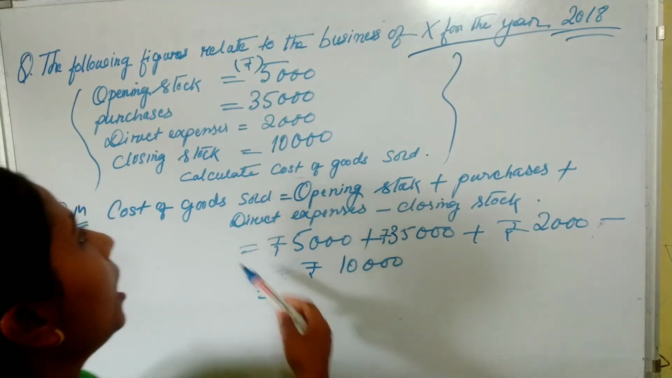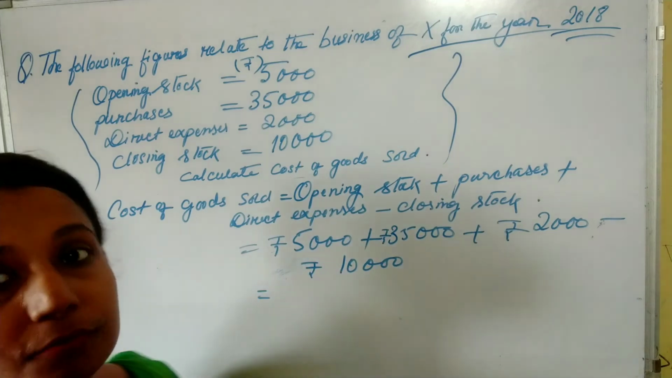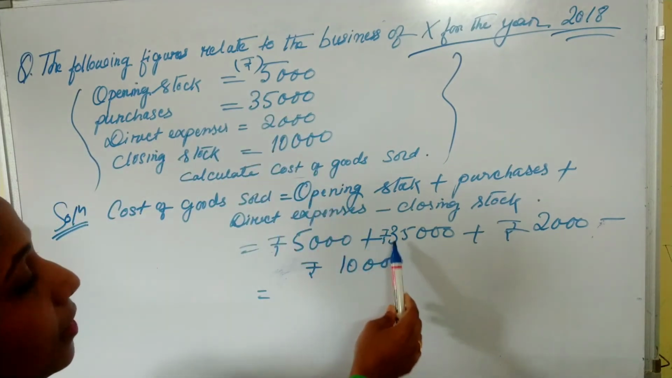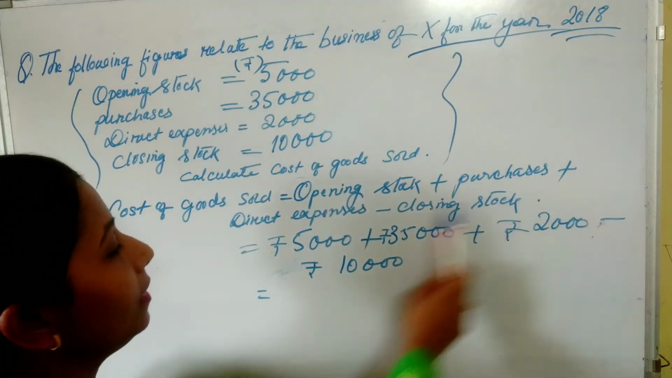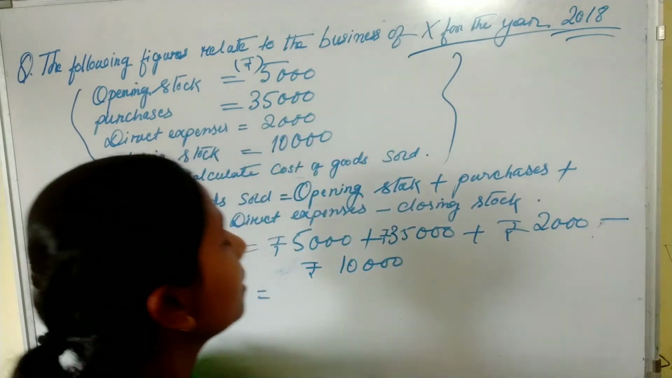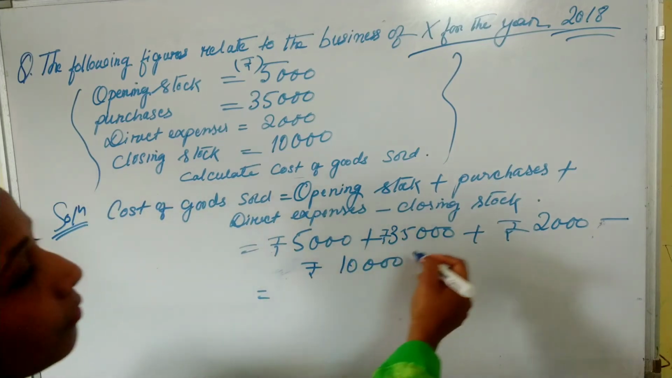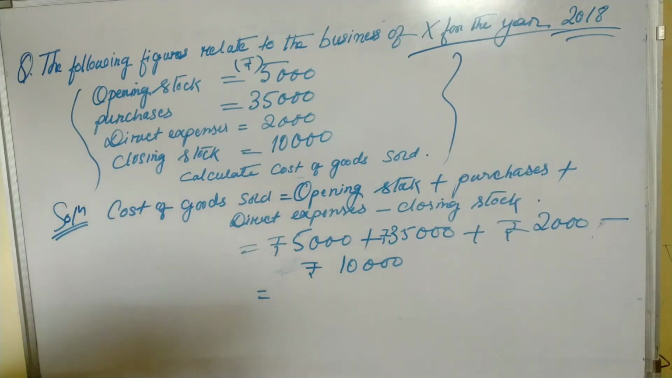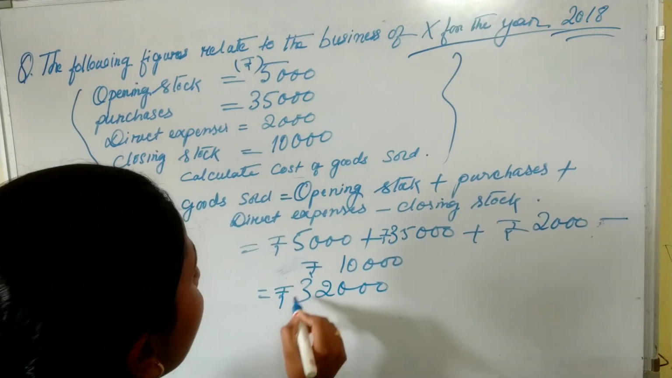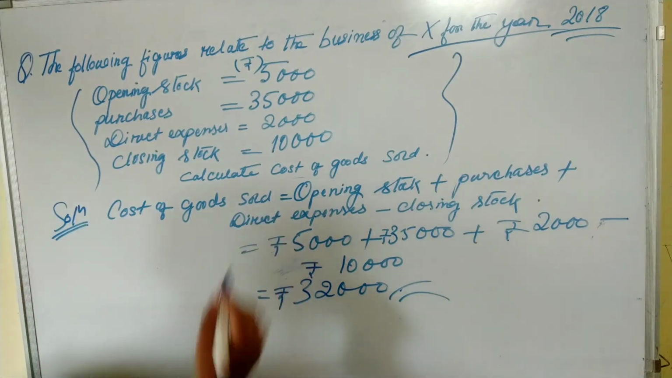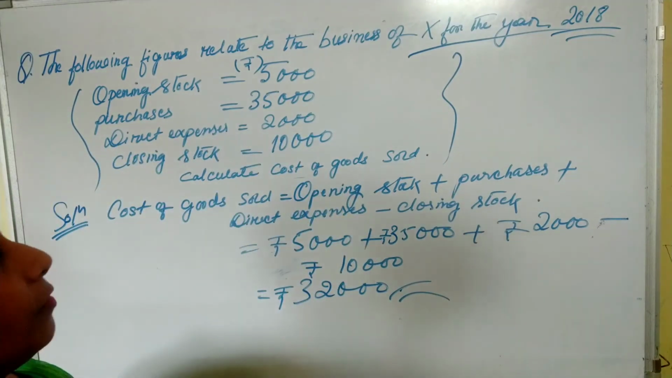According to the formula, put the figures as given in the question. Opening stock 5,000, then purchases 35,000, then direct expenses 2,000, and then minus closing stock, that is 10,000. Now adding this, 35,000 plus 5,000 is 40,000, plus 2,000 is 42,000, then minus 10,000, that is 32,000 rupees. So 32,000 is the cost of goods sold. These are the simple questions in cost of goods sold.